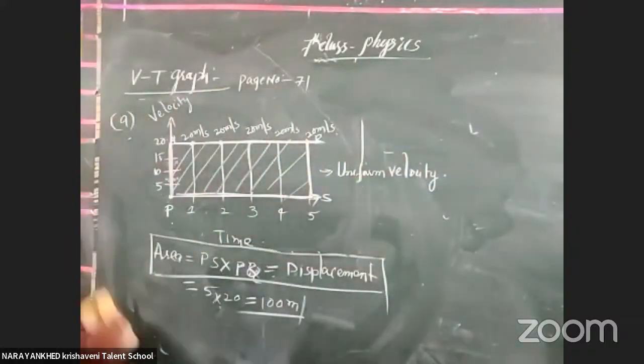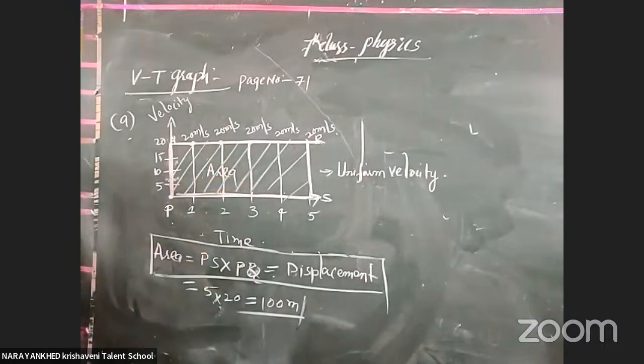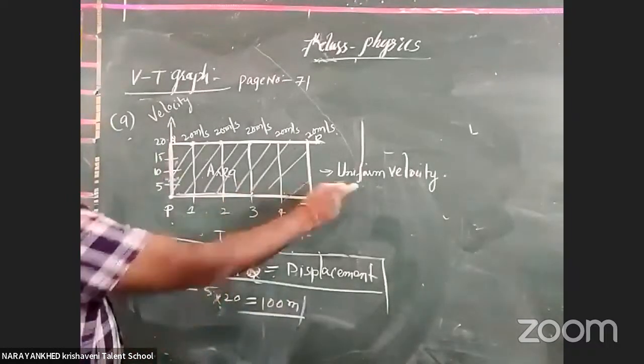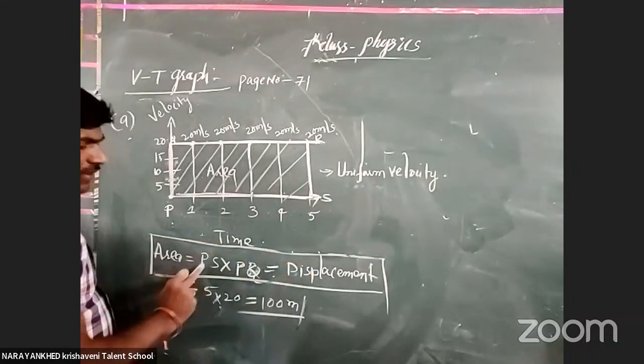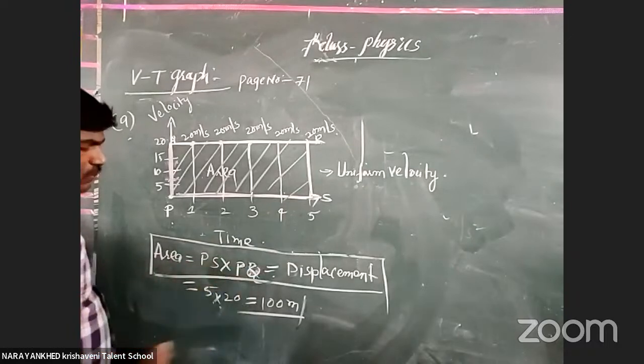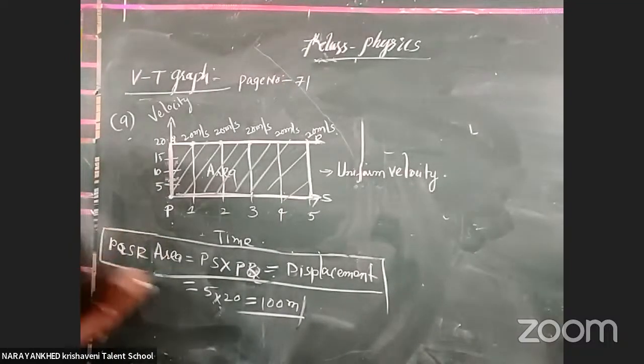Please note down the graph. This is a graph which represents uniform velocity and it indicates the displacement. The area is equal to PQRS.